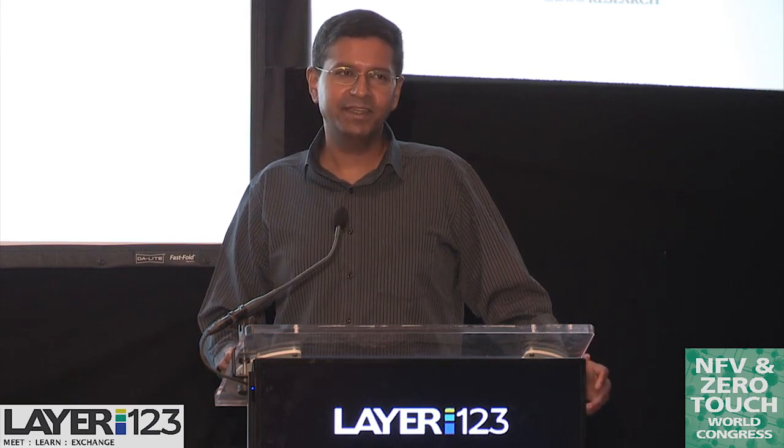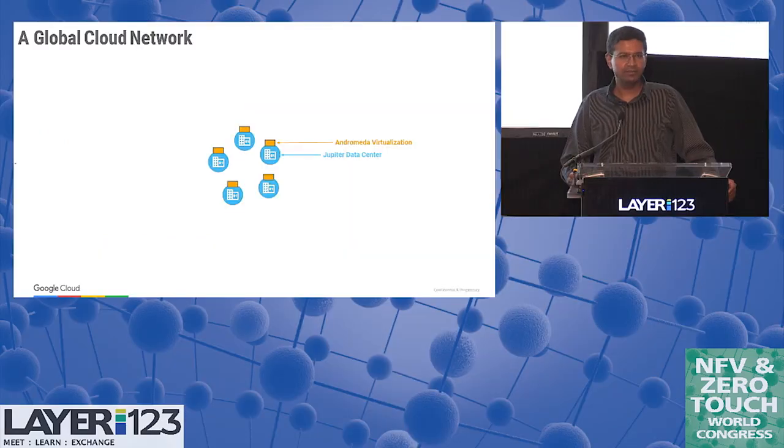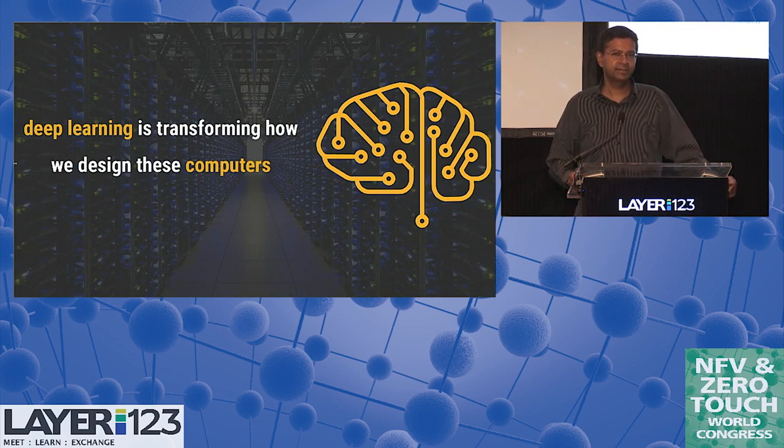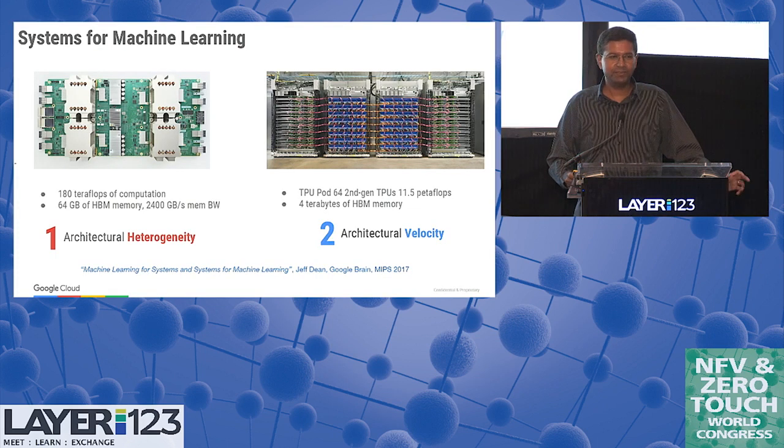So let's start by looking at a logical diagram of what a cloud network looks like, or any cloud network looks like. Starting with the data centers and then the virtualization piece that sits within the data center. And what we are seeing is that deep learning is actually transforming how we design these data centers. There's a fabulous presentation by Jeff Dean that you can find on the web called Machine Learning for Systems and Systems for Machine Learning. It's got a pretty good ring to it. It basically talks about systems that you can build to enable machine learning, and then using those same systems to build better machine learning APIs. So it's an if-and-only-if kind of situation here.